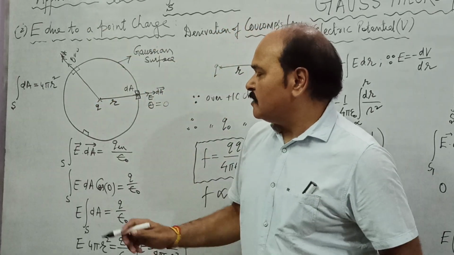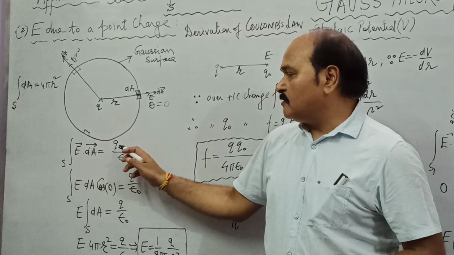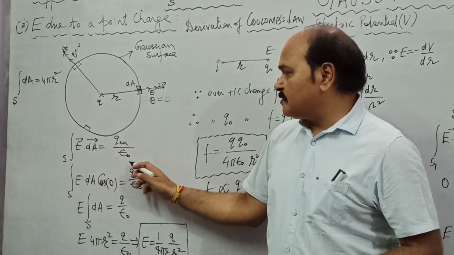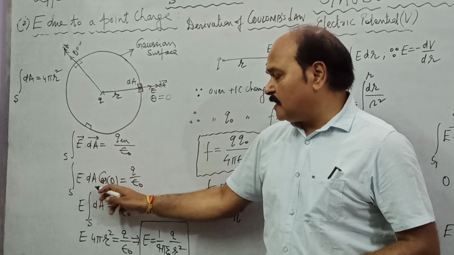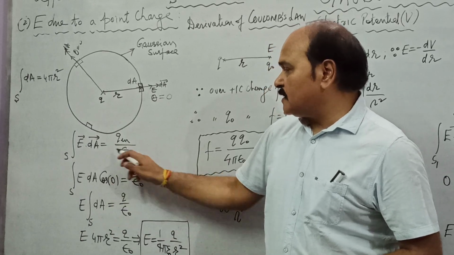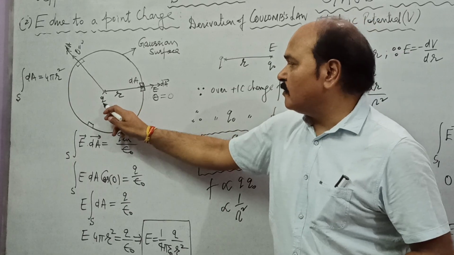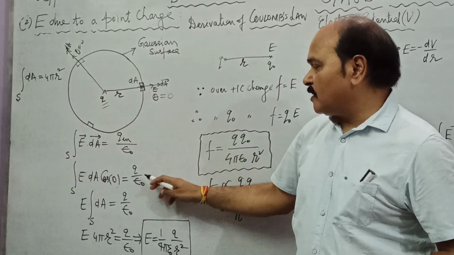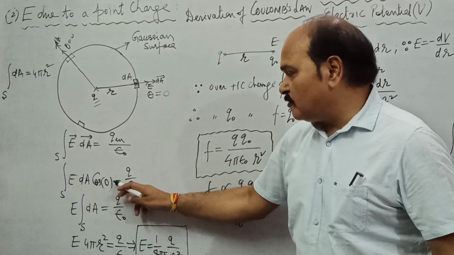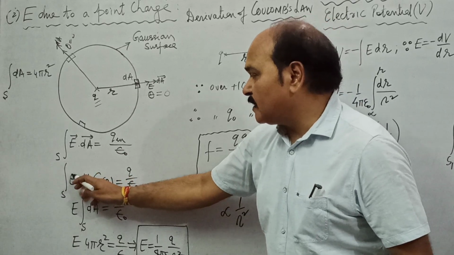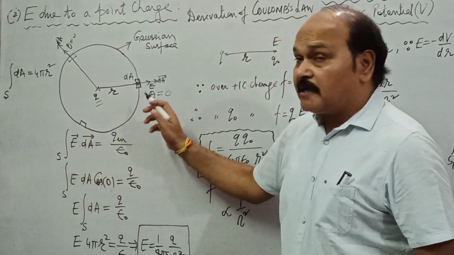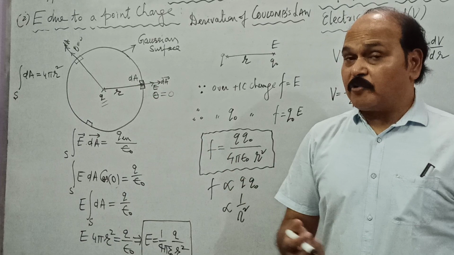So E dot dA surface integral is equal to net charge enclosed upon permittivity of free space. E dA is E dA cos 0, and what is net charge enclosed? Charge enclosed in the Gaussian surface is Q. So Q upon epsilon naught. Cos 0 is 1. E, the value of electric field intensity, is the same at each and every point at a distance r from point charge q.